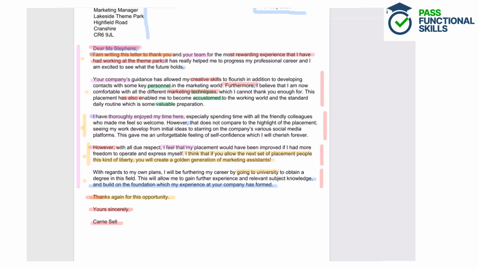So we've got a few different examples of complex sentences. Another example here is, "However, that does not compare to the highlight of the placement, seeing my work develop from initial ideas to starring on the company's various social media platforms." So we've got a lot of different ideas and information contained within one sentence, but it still makes sense and flows quite cohesively. Make sure that you try to include as many complex sentences as you can manage within your answers, but also ensure that you're not writing too much because you might start veering off into different topics, or you might start to confuse a reader if your sentences are too long.